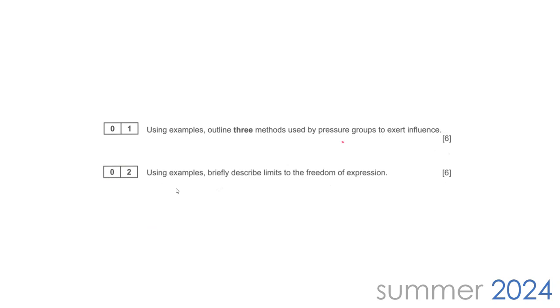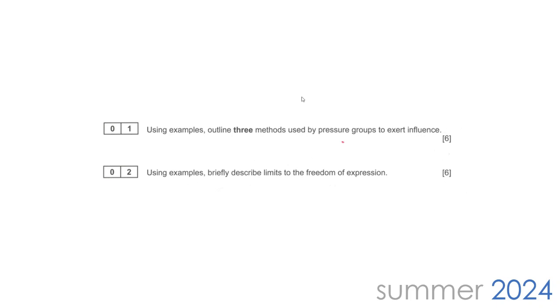Let's have a little look at the questions that came up in the summer of 2024. So you can see here, using examples, outline 3 methods used by pressure groups to exert influence. Now you'll notice here that the examiner makes a point of putting 3 in bold. They're trying to guide you in thinking, we only need 3 methods here. And another example is, using examples, briefly describe limits to the freedom of expression. Now they don't say in that question that you need to outline 3, but that is what you're looking to do.